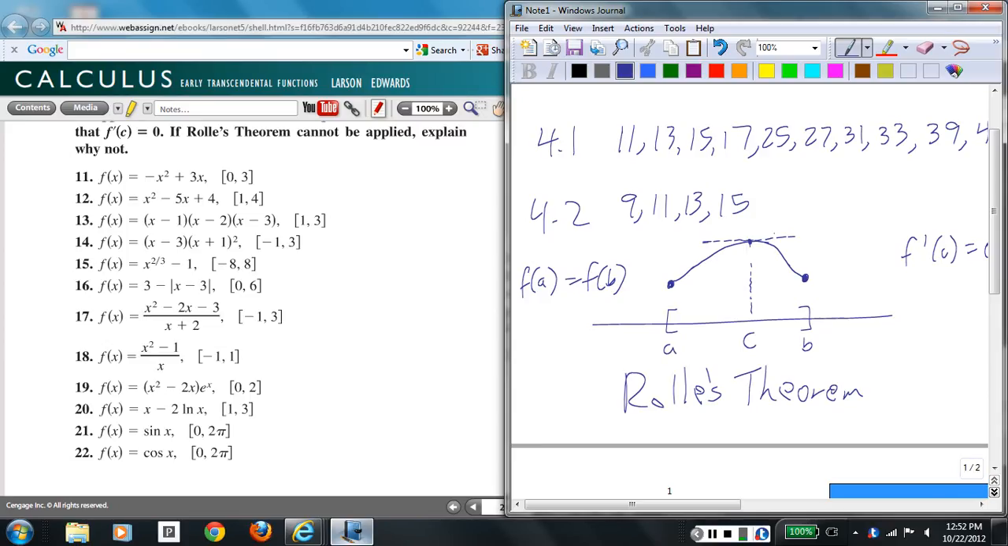18, there will be a vertical asymptote at 0. That's between -1 and 1. So Rolle's theorem will not apply. 19, a product of 2 differentiable functions. So that should be fine. It's just a matter of finding the derivative using the product rule, set it equal to 0, and finding what you need there. 21 should be very straightforward. So 15, 17, 19, 21.